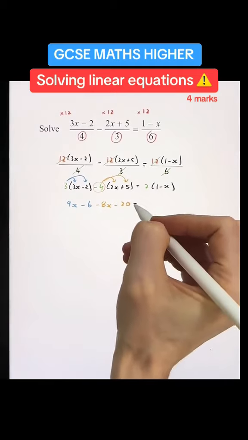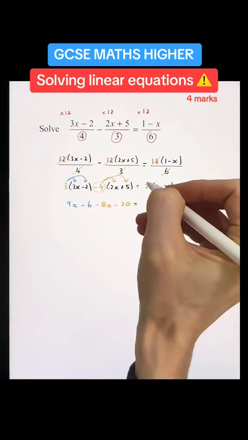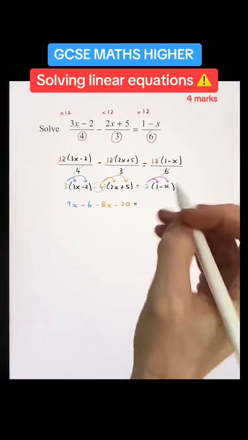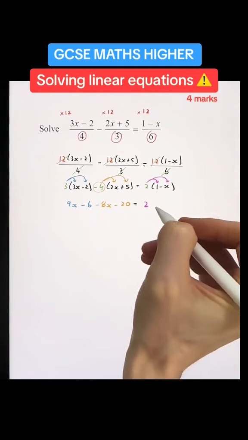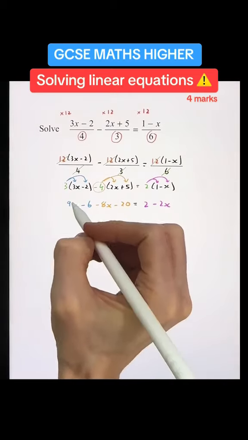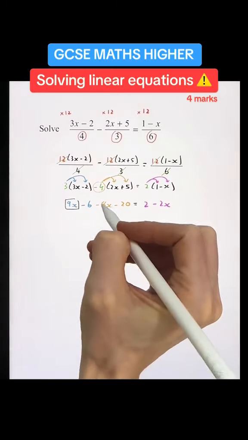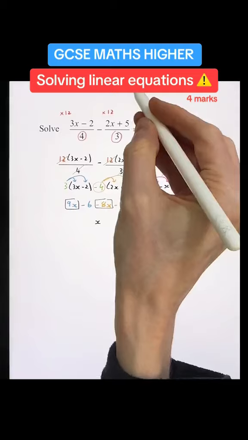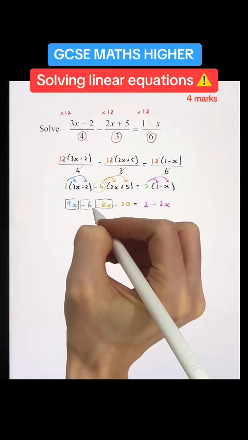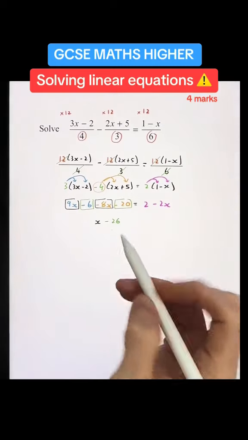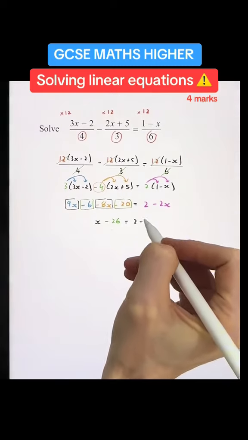And on the right-hand side, expanding my single bracket, again, I multiply the term directly outside my single bracket by each term directly inside. So 2 times 1 will give us 2, and 2 times negative x will give us negative 2x. Simplifying the left-hand side, i.e. collecting like terms, here I have 9x subtract 8x, which will leave us with single x. Collecting my number terms, here I have negative 6 subtract another 20, which will simplify to give us negative 26. And on the right-hand side, I've still got 2 minus 2x.